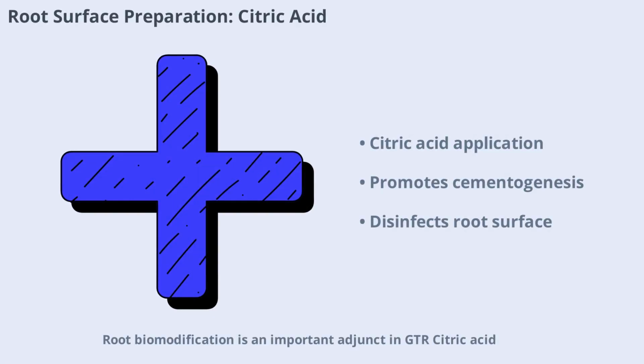Root biomodification is an important adjunct in GTR. Citric acid, when applied at pH 1 for 2 to 3 minutes after root planing, demineralizes the surface and exposes collagen fibers. This promotes cementogenesis and the attachment of collagen fibers, accelerating healing and preventing apical migration of the epithelium. Citric acid also helps remove the smear layer and residual calculus, disinfecting the root surface.